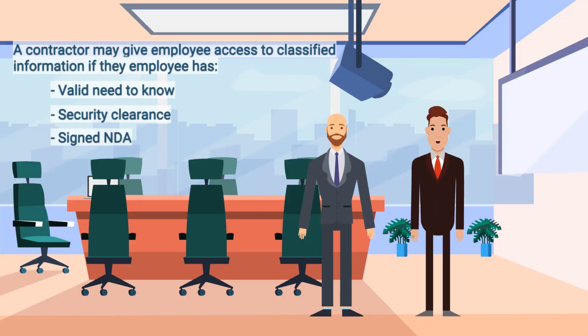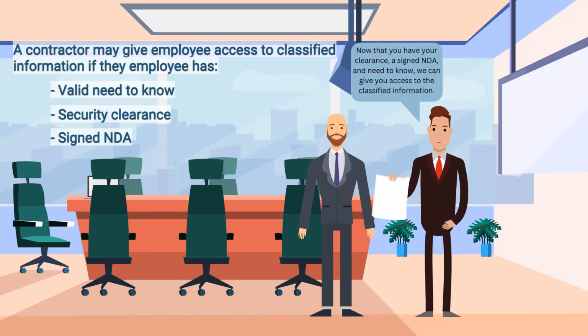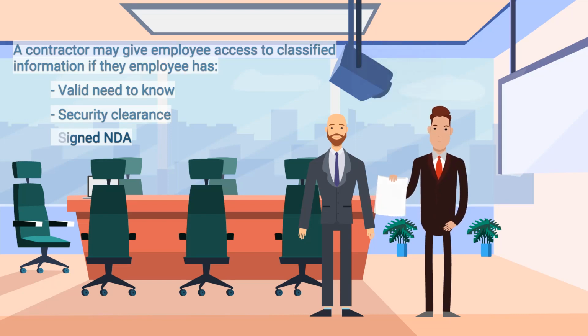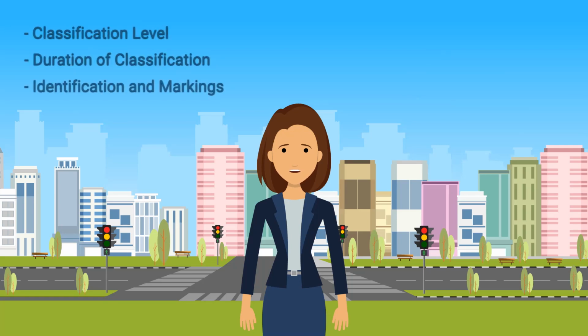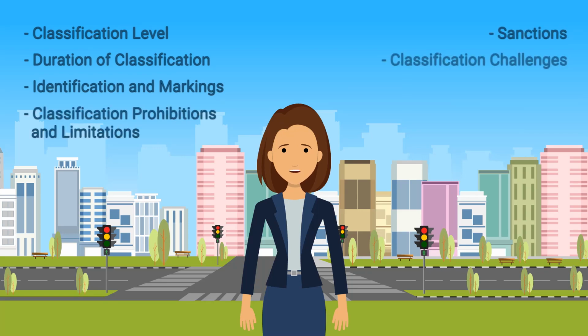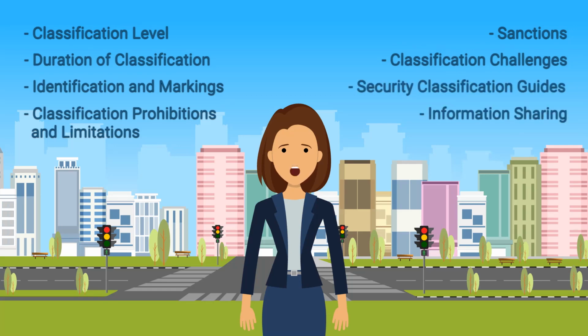The contractor must determine that access to classified information is essential in the performance of tasks or services related to the fulfillment of a classified contract. In this derivative classifier training we discussed classification level, duration of classification, identification and markings, classification prohibitions and limitations, sanctions, classification challenges, security classification guides, and information sharing. Cleared contractors in certain environments create classified products derived from classified information. Without the executed and documented training, derivative classification cannot be performed.